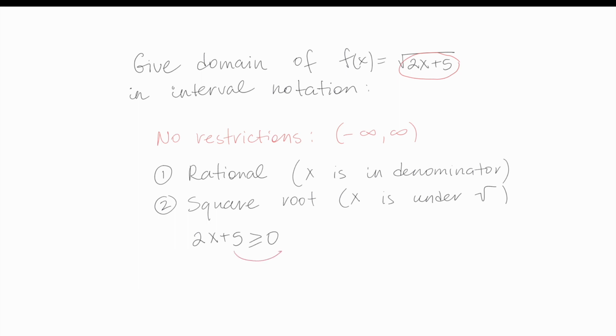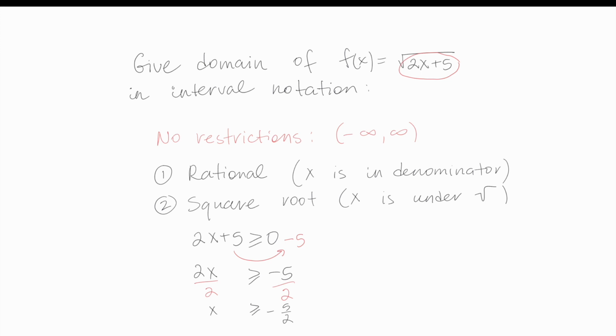We subtract the 5, which leaves us with 2x is greater than or equal to negative 5. And then we divide both sides by 2, which leaves us with x is greater than or equal to negative 5 over 2. All that's left to do is to write this inequality statement in interval notation, which is what we were asked for.